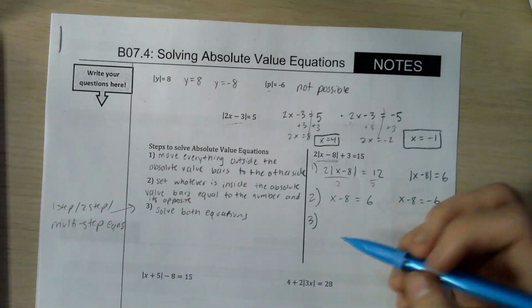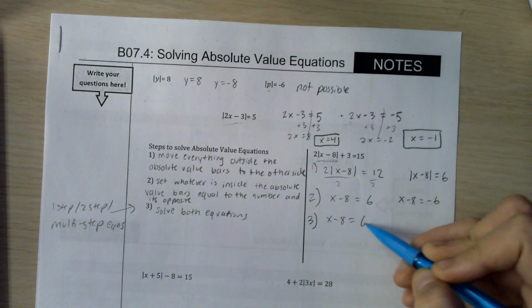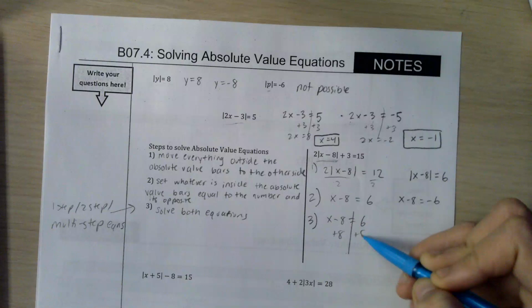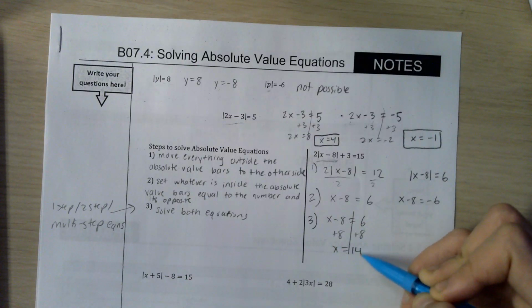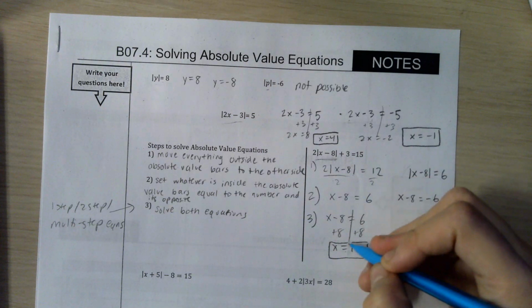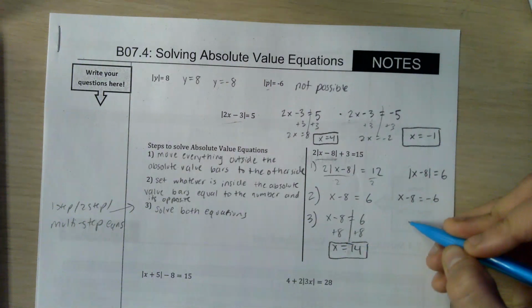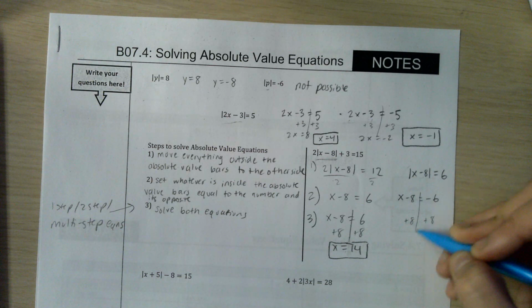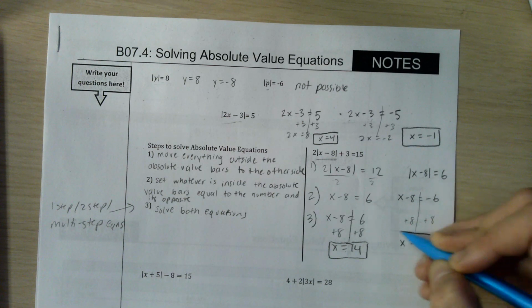So for step 3, we're going to add 8 to both sides. So we're left with x equals 14. And then here we also add 8 to both sides, and we have x equals 2.